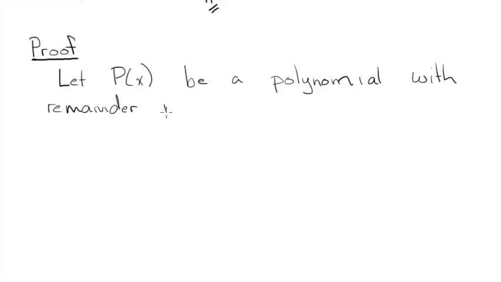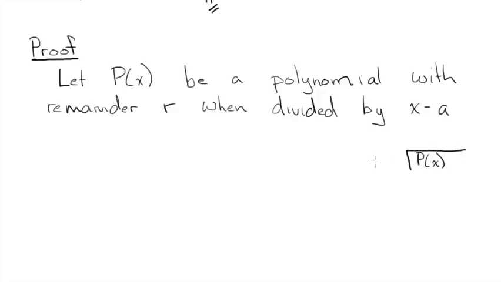When you divide by some linear polynomial, x minus a, what this means, I'll just do this off to the side: if you were to put p at x into your division statement and divide it by x minus a, and you do your long division, you're going to get some quotient up here, q at x, and then some remainder. Correct? I mean, that's just long division.